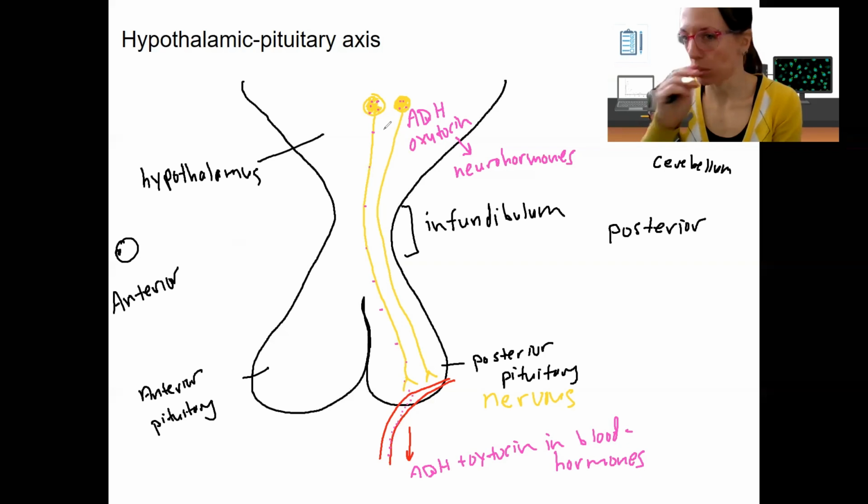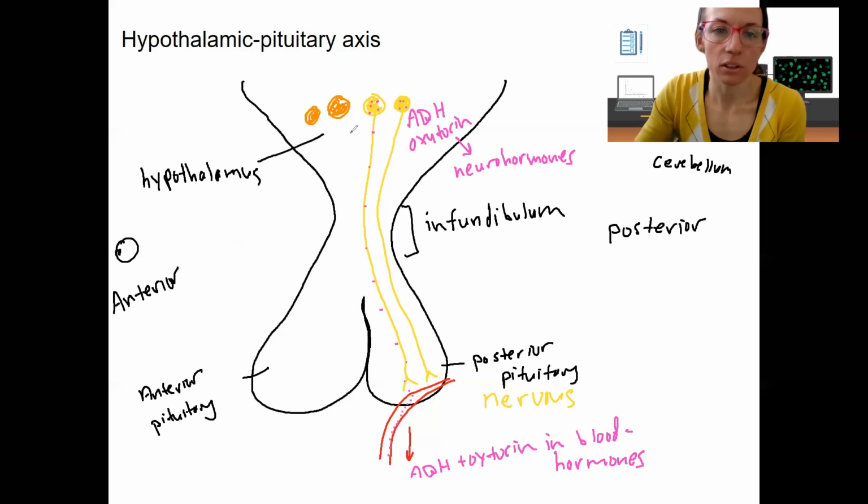Okay, so that's the posterior pituitary. That's what we're going to do with it for now. The anterior pituitary, there's also cell bodies, neural cell bodies in the hypothalamus that have very short projections.